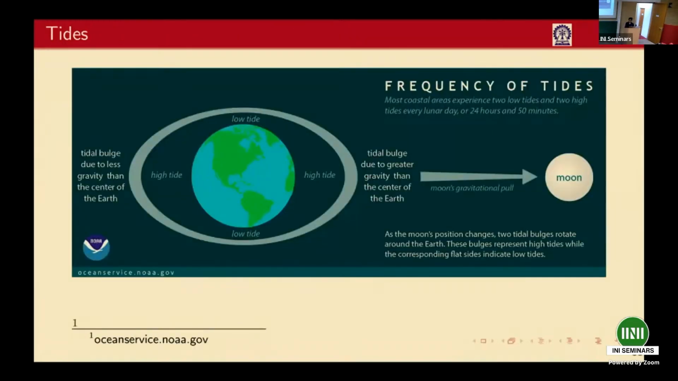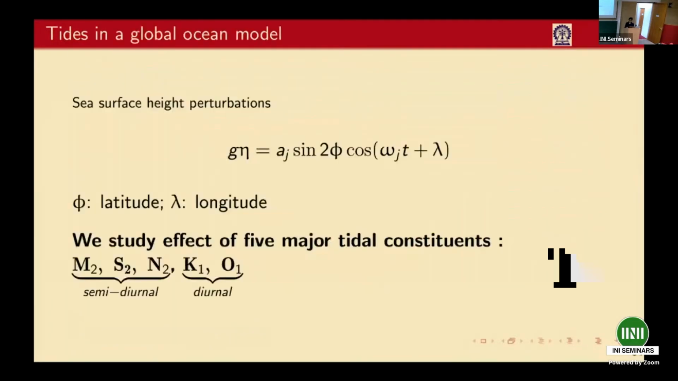So tides, I think we all know that due to gravitational attraction between sun, moon, and earth, the tides are created. Our aim is to include the astronomical tidal forcing in this model and see how it behaves. This is the tidal potential. It can be written as a series of sines and cosines, where phi is the latitude, lambda is the longitude, and so on. We study the effect of the dominant five tidal constituents, and see how it compares with TPXO8 results.